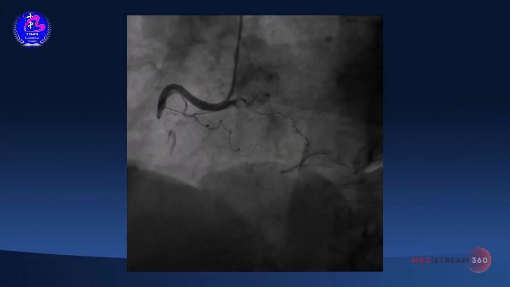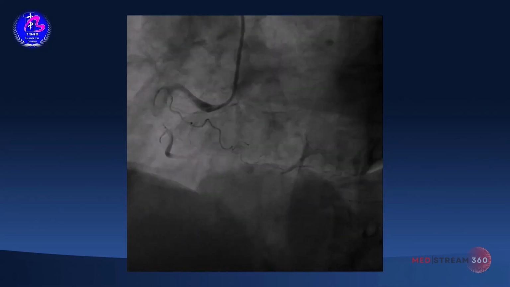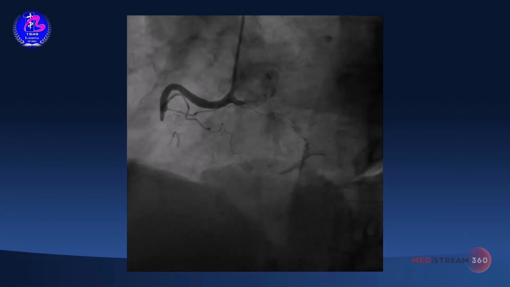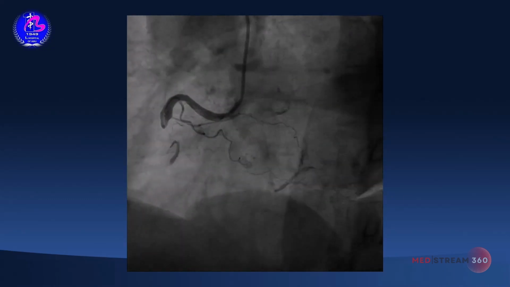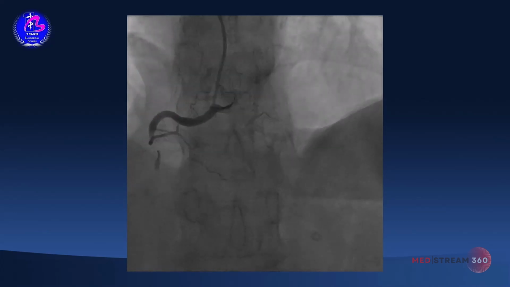One year ago, the patient at a local hospital performed angiography. The doctor attempted to recanalize the RCA but failed. Next, we'll invite Professor Li to introduce more detail about this patient.